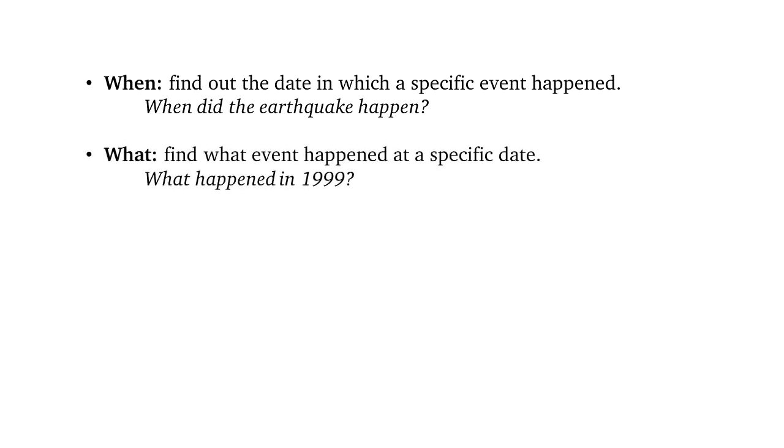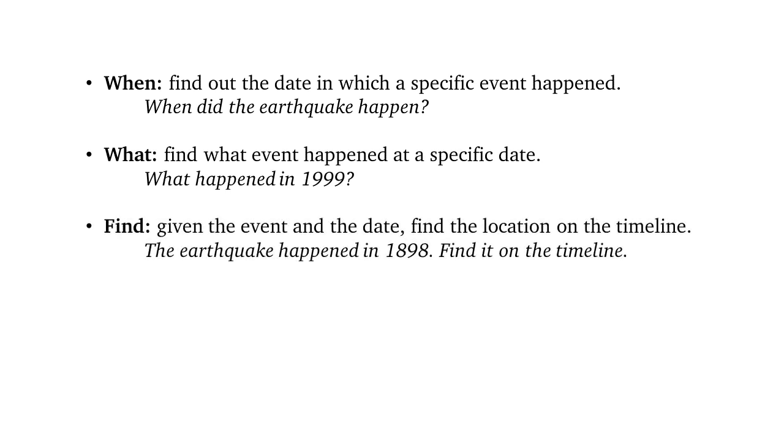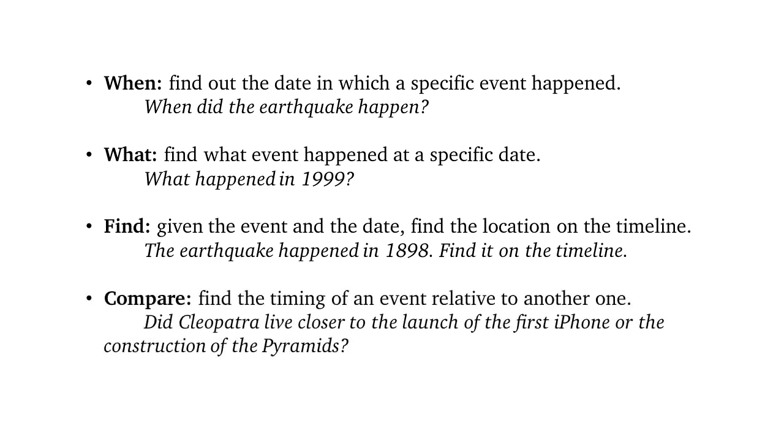What, in which we want to figure out what event happened at a specific date. For example, what happened in 1999. Find, in which we know both the event and the date, and we want to find the location on the timeline. For example, the earthquake happened in 1898. Find it on the timeline. And finally, compare, in which we want to know the timing of an event relative to another one. For example, did Cleopatra live closer to the launch of the first iPhone or to the construction of the pyramids?